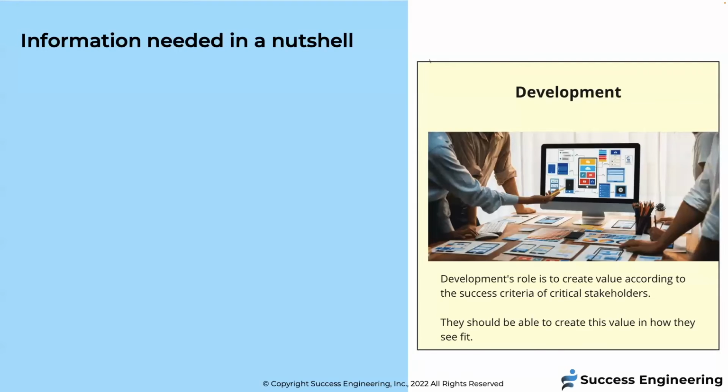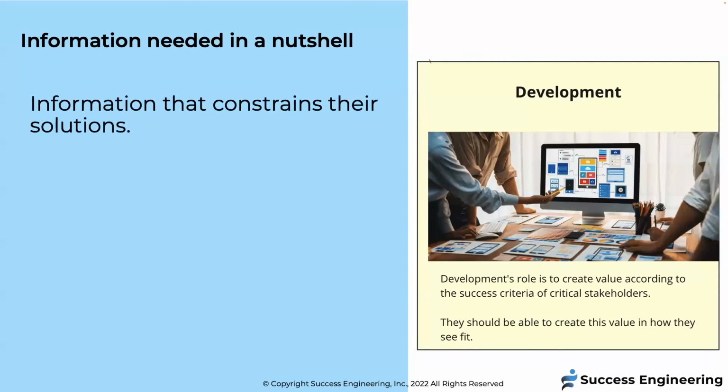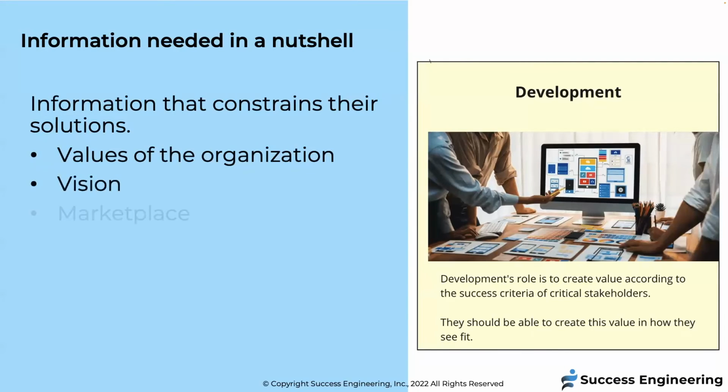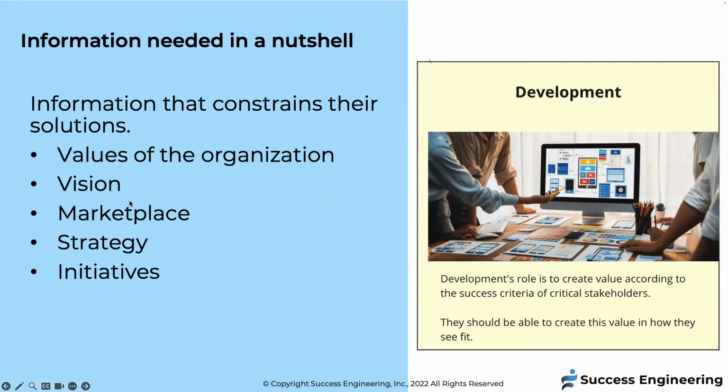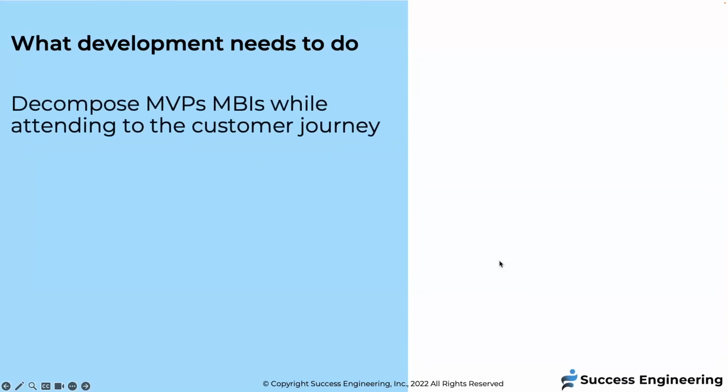So what I want to do, in a nutshell, some of this information, I've just put this up to remember the diagrams. We're trying to say we need to get information, we need to have development do it. And this creates the context for development, okay? We need to decompose MVPs and MBIs while attending to the customer journey. That's the basic premise. We need this concept called full kitting, which means you're prepared to do it.